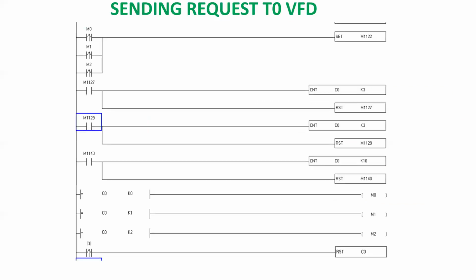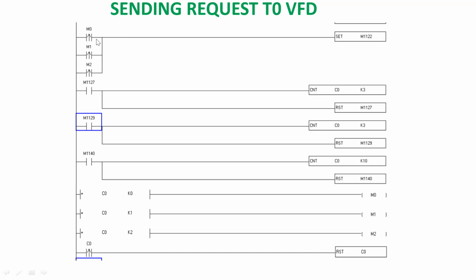Next case. First of all, the PLC should give a certain request to the drive itself. Please give me certain values, whatever you have inside, either the speed or on off communication, everything. That request we need to send. Okay, what type of request here? I am going to take M0, M1, M2 as the request methods to the drive.